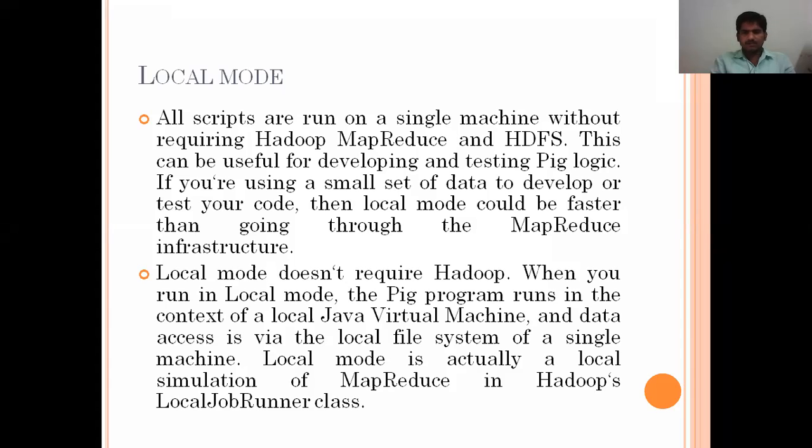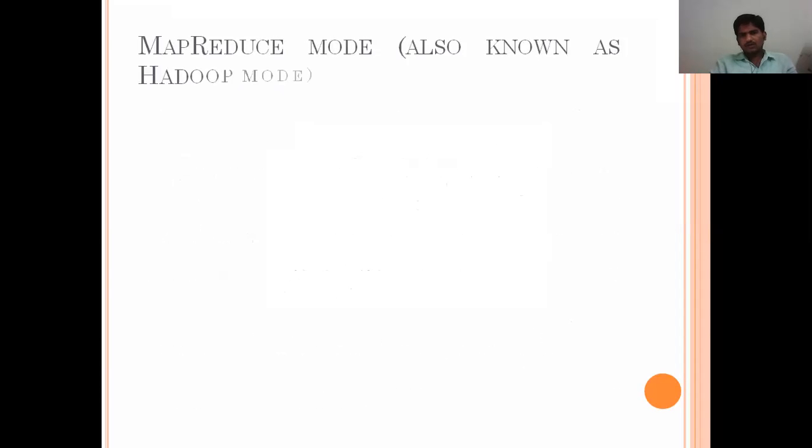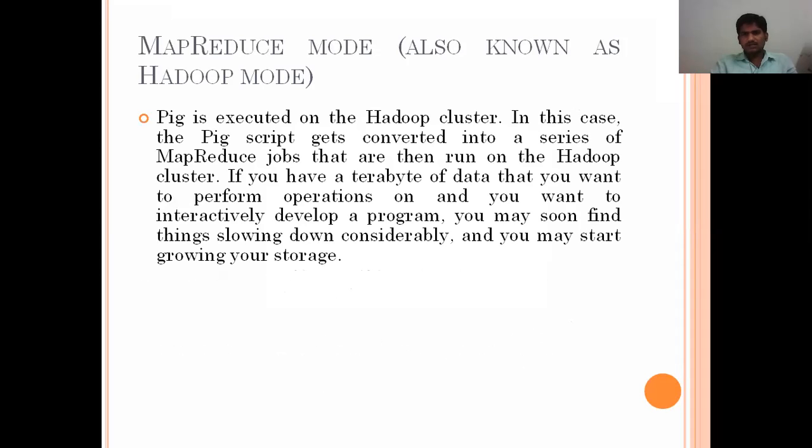Okay, the simple use of this is that before we dump our Pig Latin program into the Hadoop system, we check whether it is properly tested, whether it is properly giving the output or not, whether there are any syntax errors, such types of things we do in local mode. By that we can test the statements properly, then later we can dump into the Hadoop system. So in local mode, all the programs run in the local Java JVM itself.